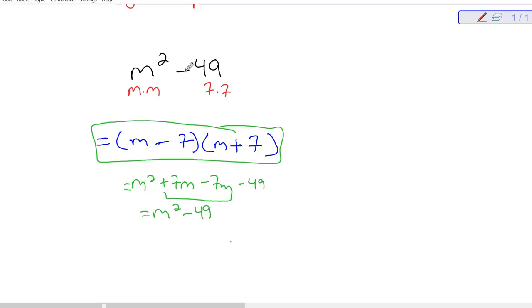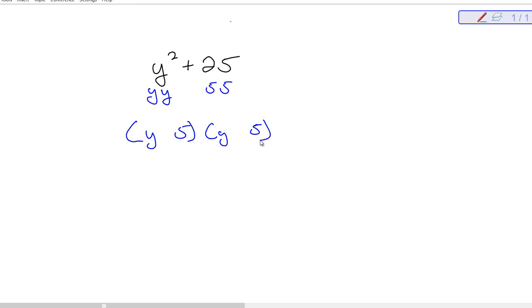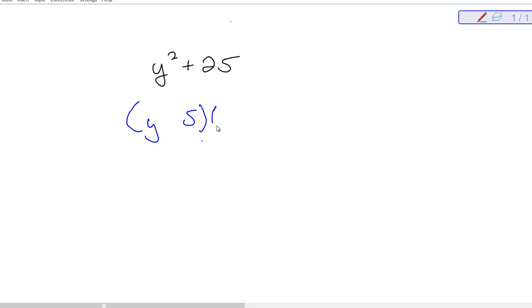It is very important that it is a subtraction, because if I were to have an addition, such as y squared plus 25, well, our first instinct is to say, okay, that's a y and a y, a 5 and a 5. I can do a y and a 5, a y and a 5, and a subtraction and an addition.